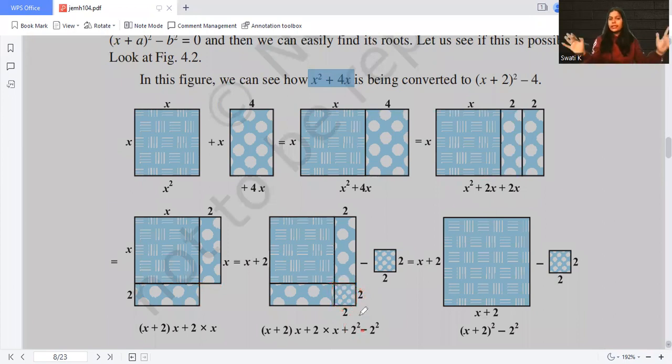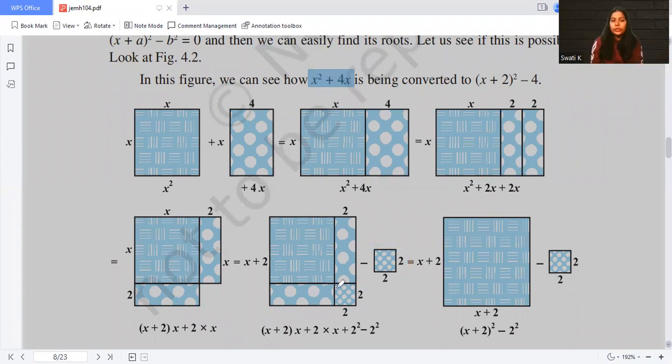Now is it correct that you directly add something without balancing it? No. If you're adding something, to balance it out you have to subtract as well. So you have subtracted the same thing over here also, just to make a balance.